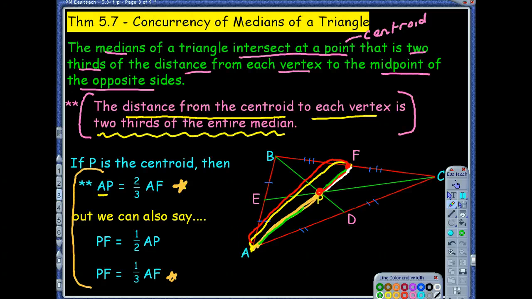Man, a lot of cool relationships, and this is all dealing with that kind of balancing point of that triangle. Exactly. That's pretty cool. These triangles, man, they're amazing figures.